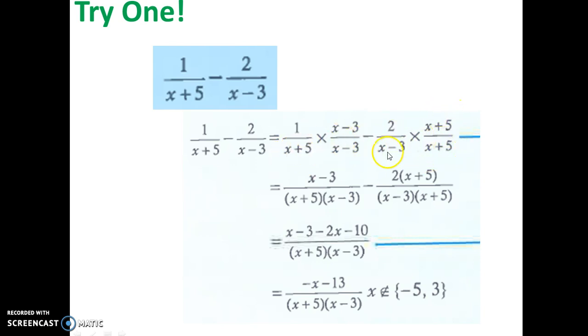This will be that denominator, that will be that one. Here is your two denominators, and then there's a minus sign again. Be careful with the minus sign. That minus sign is going to apply to all of this. Here's what it becomes: x minus 3 minus 2x minus 10. Combine, you have this. Look at your denominator. Negative 5 and 3 are both restrictions.